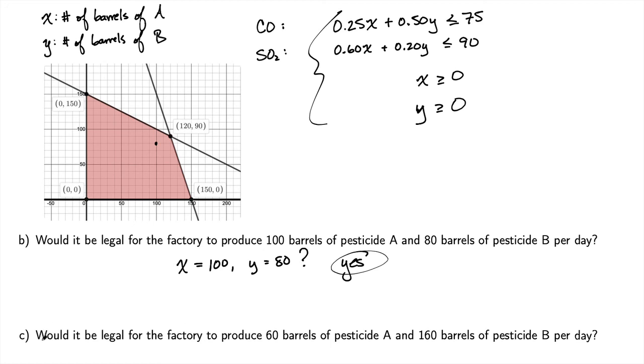For part C, would it be legal for the factory to produce 60 barrels of pesticide A and 160 barrels of pesticide B per day? Well, that's when X is equal to 60 and Y is equal to 160. That would be right here and all the way up to this point right here. And that's outside of the feasible region. So no, this would not be legal.